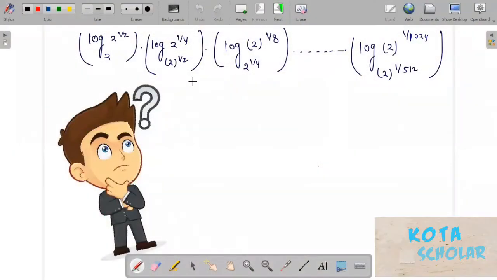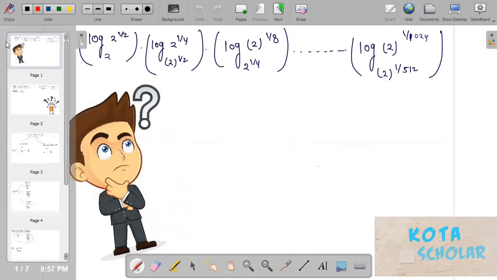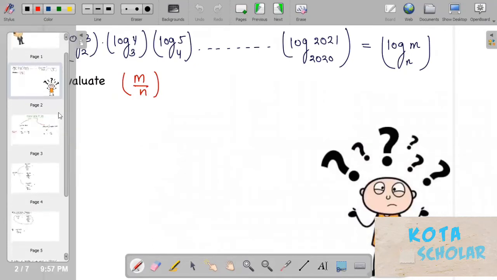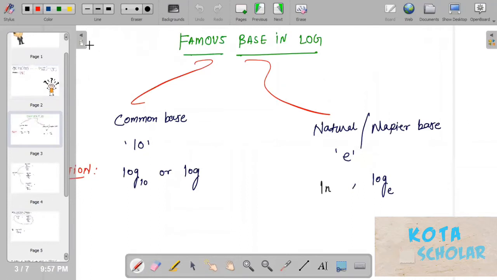Hello student, if I ask you to answer this question, will you be able to answer this one with the help of the property? If yes, then do let me know your answer. If no, then stay tuned. Maybe this lecture will help you out to answer these questions. So in this lecture, the base theorem of logarithm is what we are going to discuss.